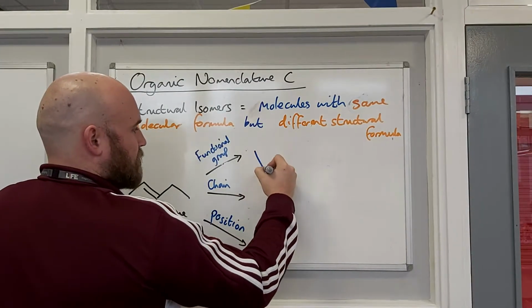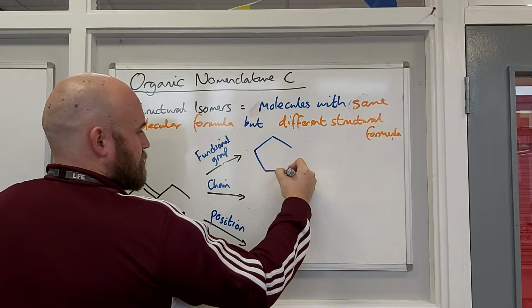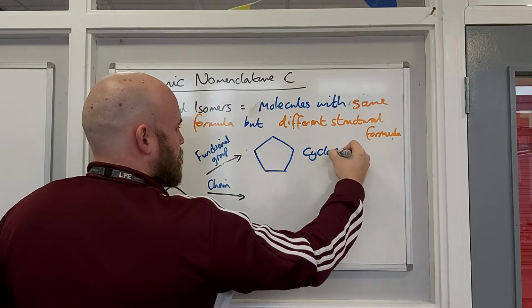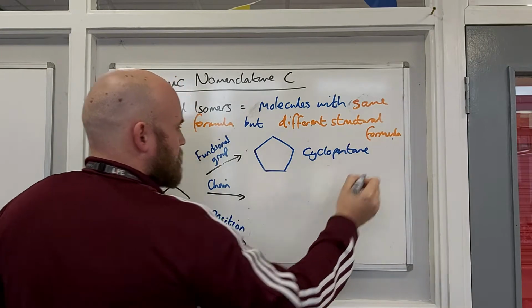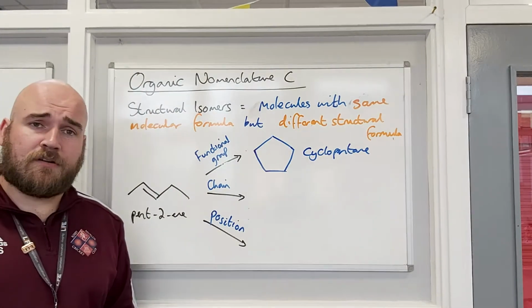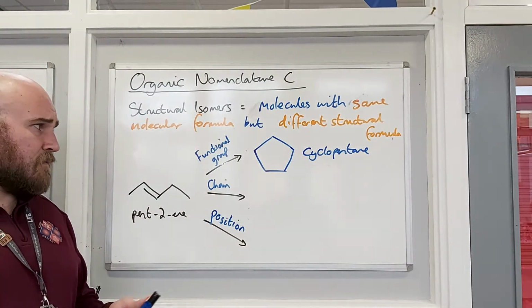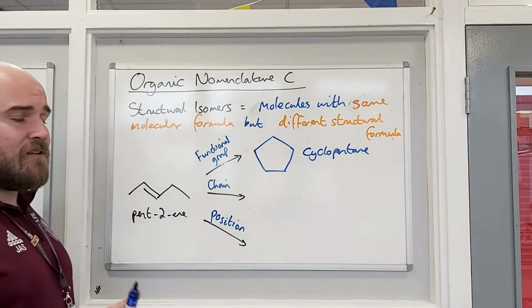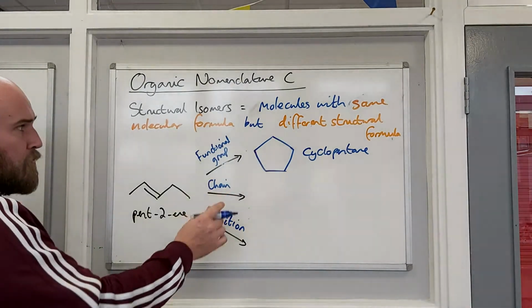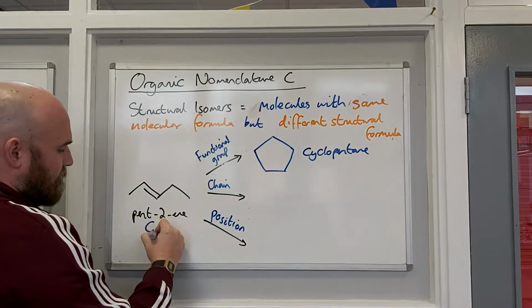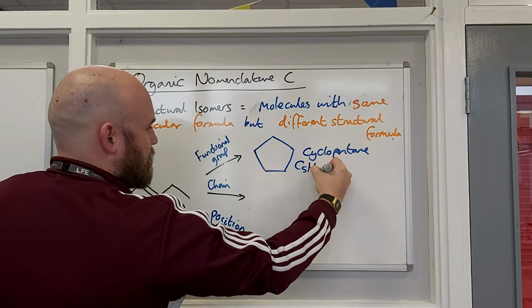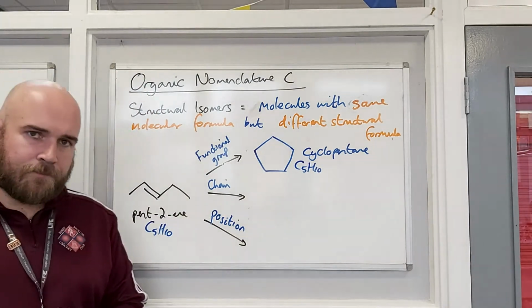So I'm going to put all 5 carbons in a ring, and we'll call that cyclopentane. There are other options available. You could have had methyl cyclobutane, you could have had 1,1-dimethyl cyclopropane or 1,2-dimethyl cyclopropane, as long as it satisfies the laws of bonding. So both of these things must be C5H10, and this is definitely C5H10, but the structural formulas are in fact different.